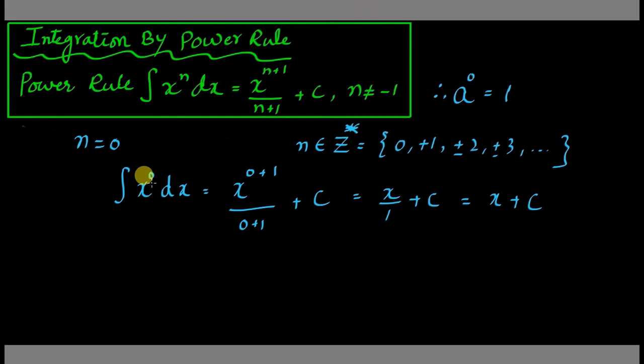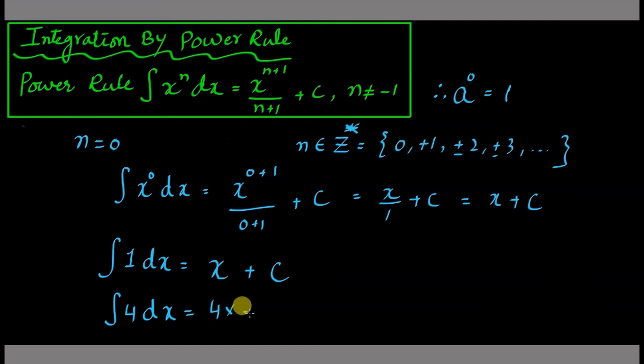So what will happen if you choose 0, x raised to power 0, and sometimes it is very important to know. Someone will ask, what will be the integral of any constant number? You can easily define that for any constant, the integral of 1 will be x plus c. Now if someone says we have not 1 but 4 instead of 1, then what will be the answer? We will say 4x plus c.